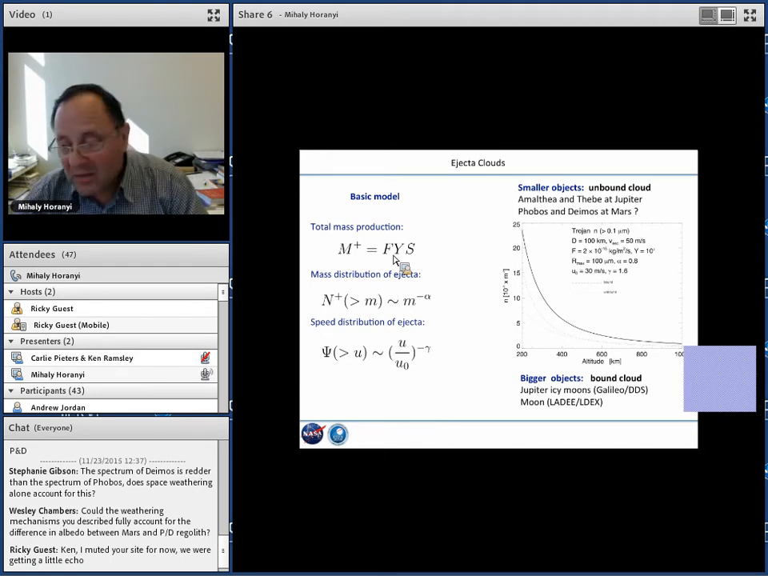And because we have no better understanding, we assume that everything is a power law distribution, for example, the cumulative mass distribution and then the speed distribution of the ejecta particles are simple power laws. Actually, we do have some lab results to support these ideas, and surprisingly, the mass and speed distributions to a good approximation are decoupled. They are independent from each other.